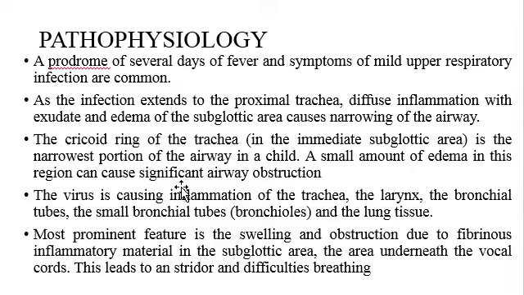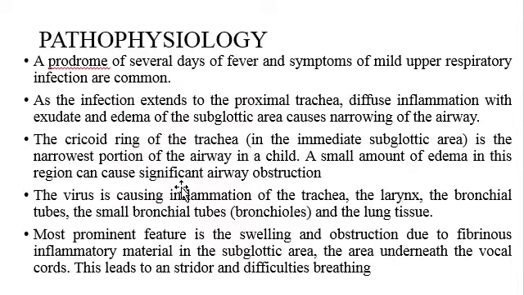The pathophysiology is related to a prodrome of several days of fever, and symptoms of mild upper respiratory infection are common. As the infection extends to the proximal trachea, diffuse inflammation with exudate and edema of the subglottic area causes narrowing of the airway. The cricoid ring of the trachea is the narrowest portion of the airway in a child. A small amount of edema in this region can cause significant airway obstruction.